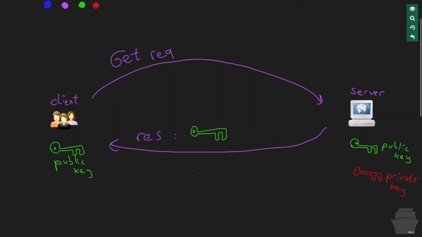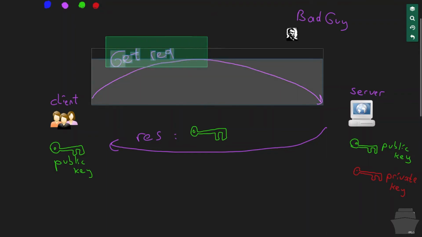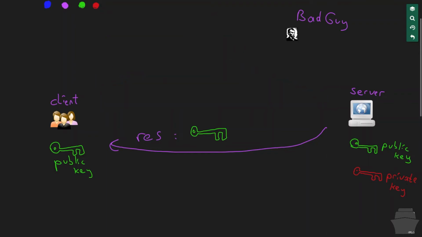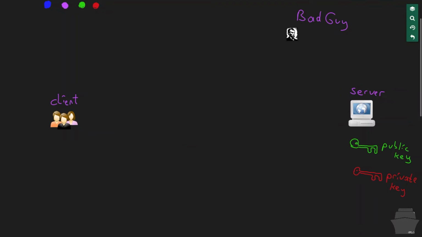But wait guys, there is a problem here. The client doesn't know if this public key has come from the server. So what could happen in this situation? Let's say there is a bad guy in our network. I'm going to call it bad guy. This is our bad guy. And I'm going to remove this stuff. Our very bad guy has its own public and private keys. Let's draw them.